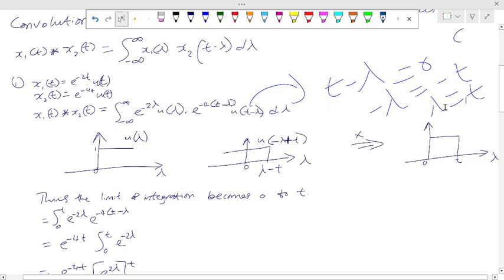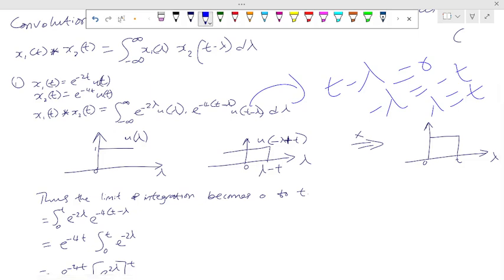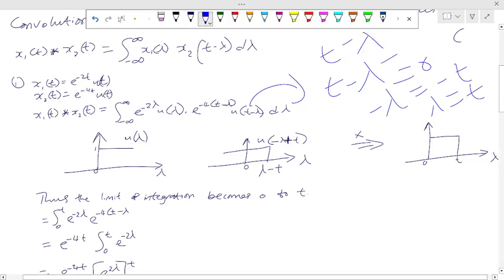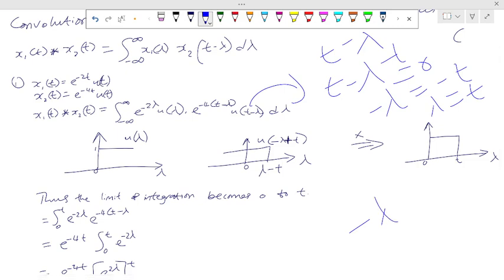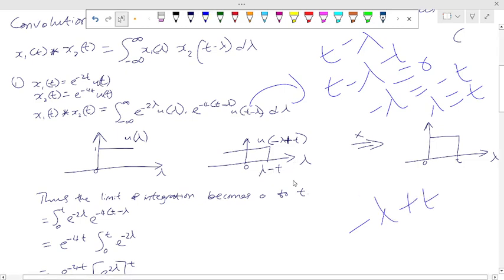Which is t equals lambda at this point. Yes, t equals lambda, or lambda equals t. But this expression we have inside here, t minus lambda, you can see minus lambda plus t. Just like we change the sign, shift and sign reverse, that's what we have right here.